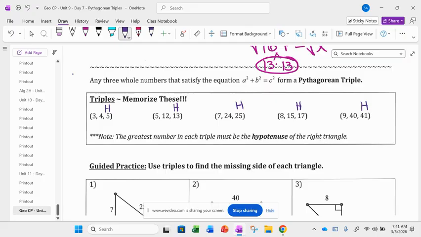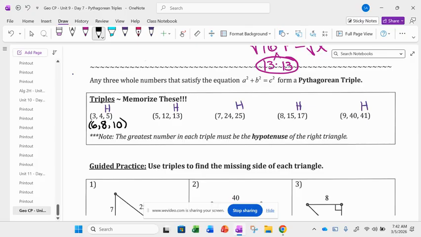Now, what I want us to do is add 2 more. But these 2 more that I'm adding are actually multiples of the first one. So if I take 3, 4, 5 and multiply all those numbers by 2, what do we end up getting? 3 times 2 is 6. 4 times 2 is 8. 5 times 2 is 10. So another one I want you to memorize is 6, 8, 10.